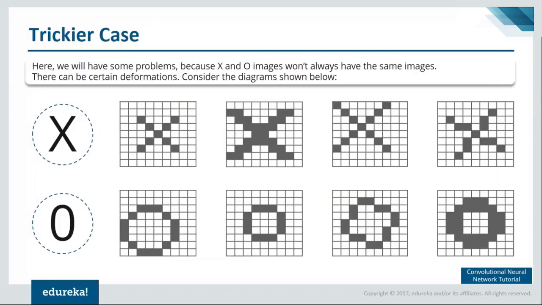So let's begin, guys. Now there are certain trickier cases. What I mean by that is X can be represented in these 4 forms as well, right? These are nothing but deformed images of X. Similarly for O as well, these are deformed images. Even so, I want to classify these images as either X or O. Because even this is X, this is X, this is X, this is X. All these are deformed images, but they are in turn X, right? So I want my classifier to classify them as X.